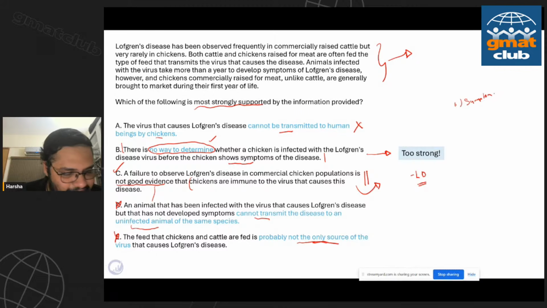This is actually an official question. It is an official question. I haven't recycled it here. That's a good point, GMAT Guru. This is the actual question as it is, right?